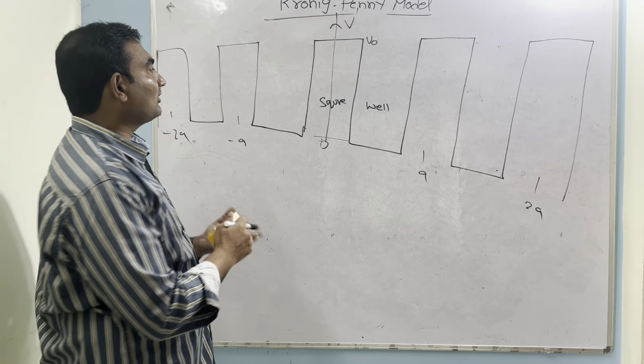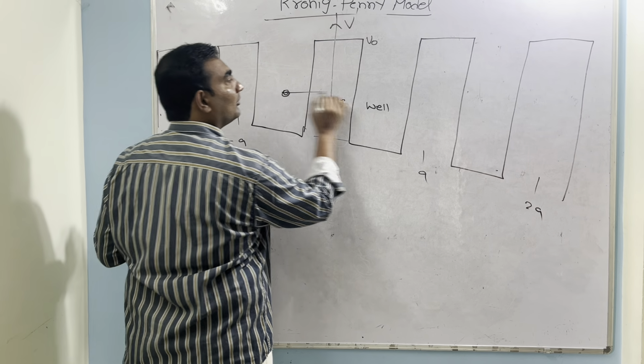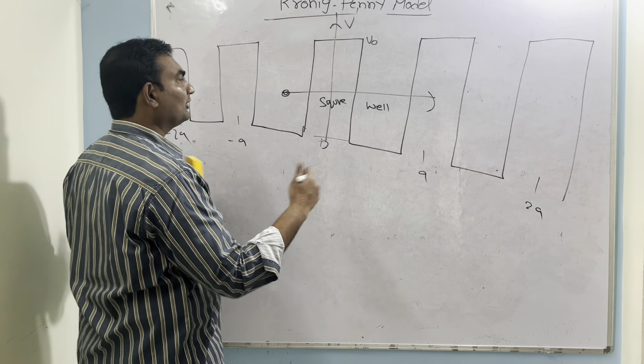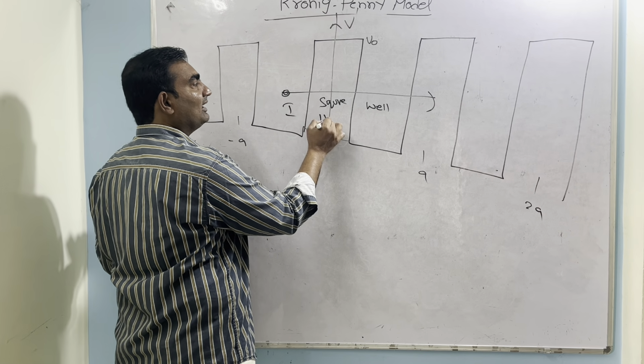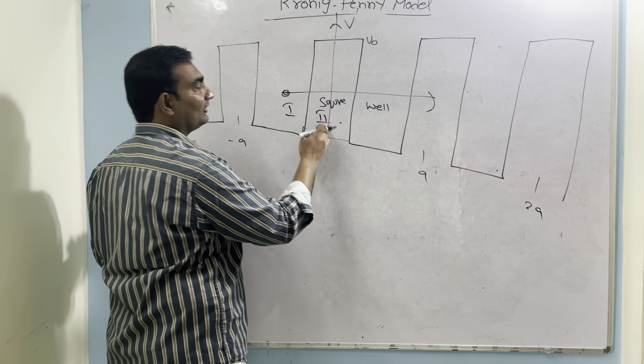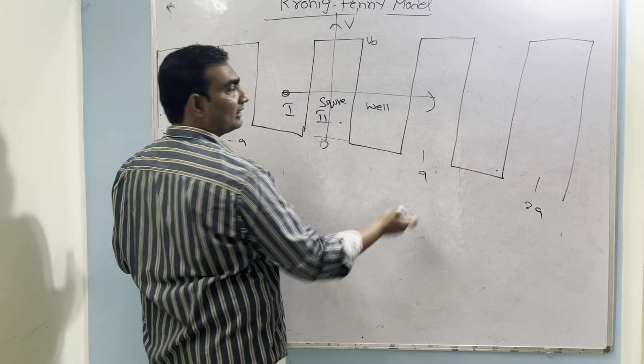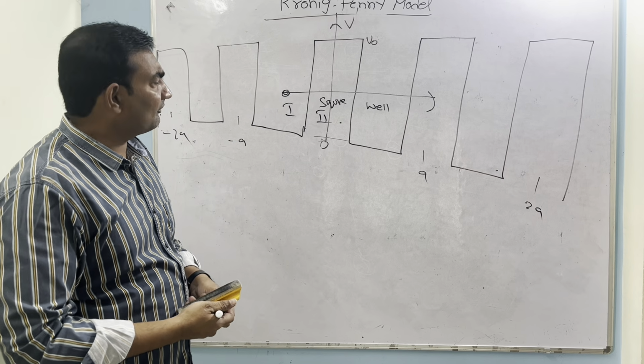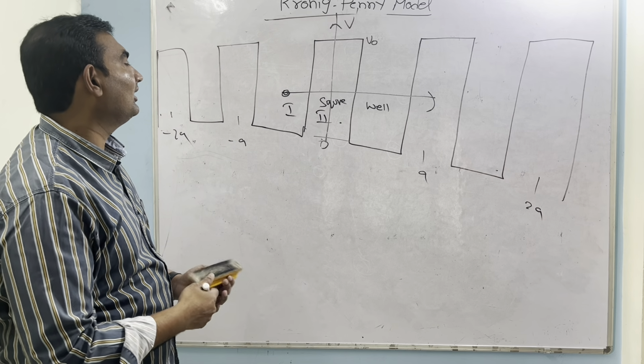Now the electron is moving under these potentials. So the electron is moving under two regions continuously. Region number 1, region number 2. So this is a well, this is a square. Once again, this is a well, this is a square. So the electron is moving under square well potentials. Of course, it is also a periodic potential.